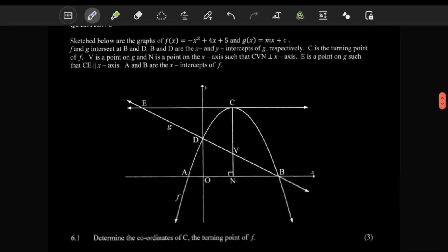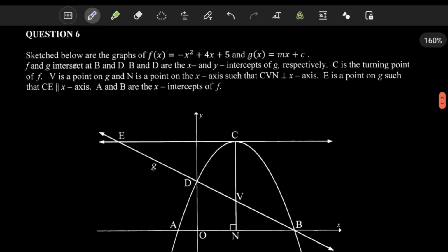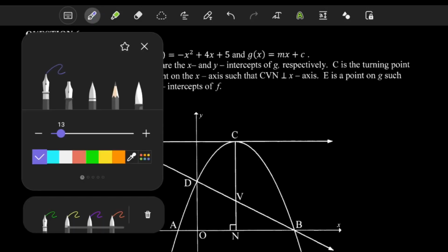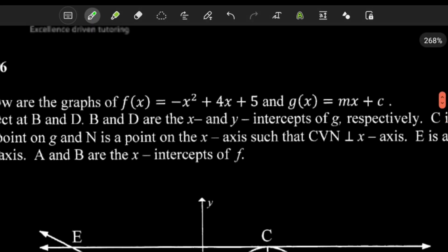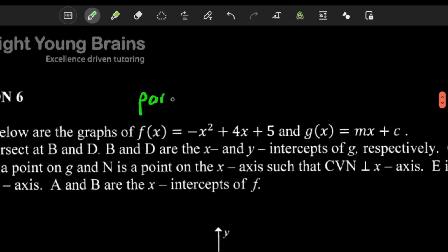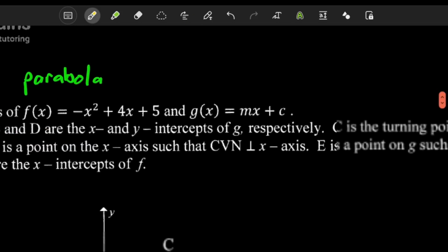Question number 6, the first part is out of 3. What does it say here? It says, sketched below are the graphs of this and this. So you have the graph of g, and then you also have the graph of f. The graph of f here, we can see is just a parabola. The graph of g, technically, this one is straightforward. Pun intended.